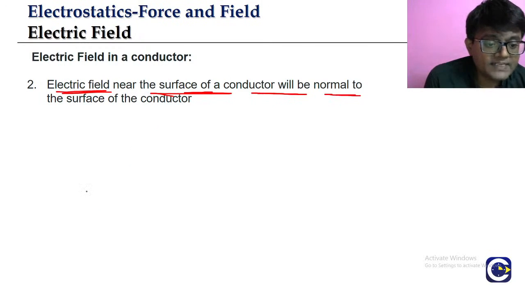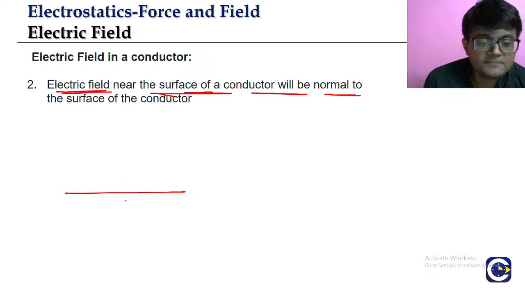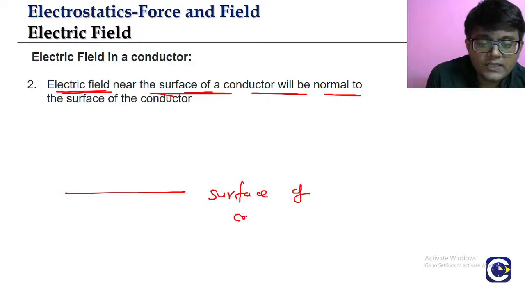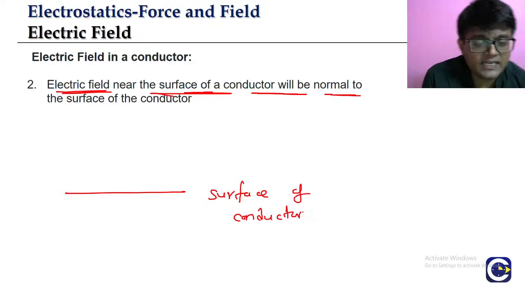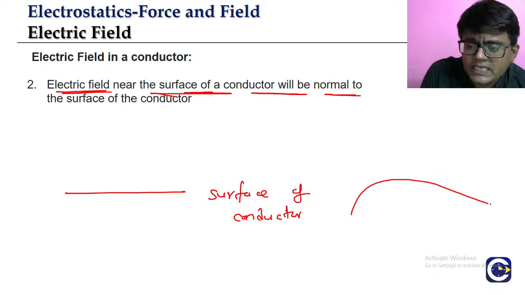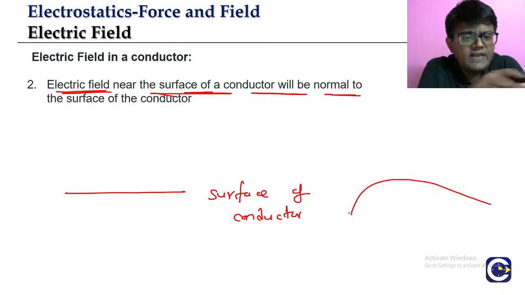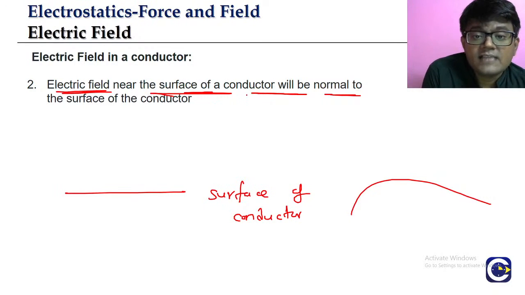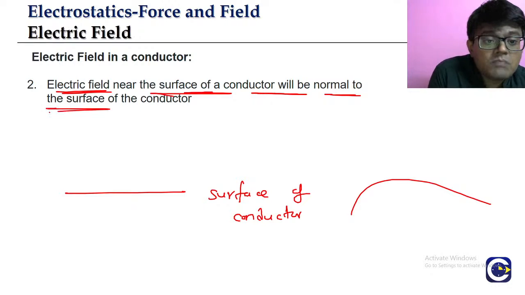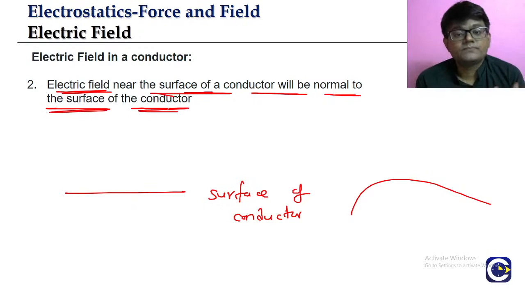Now suppose there is a conductor surface. This is the surface of the conductor. It can be flat, or it can be even a curved surface. The electric field near the surface of a conductor, this is also an important point, will be normal to the surface of the conductor.